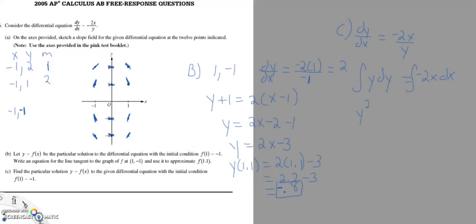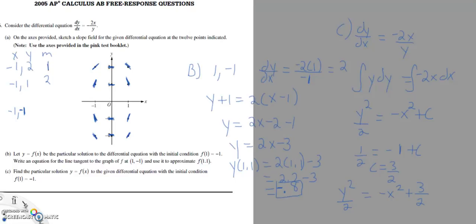So now you're going to get y squared over 2 equals negative x squared plus c. Now we're going to plug in our conditions so we could solve. So now we're going to get 1/2 equals negative 1. It's still going to be negative because of that negative outside, plus c. So c equals 3/2. You're now going to plug in the 3/2, and now you're going to get y squared over 2 equals negative x squared plus 3/2.